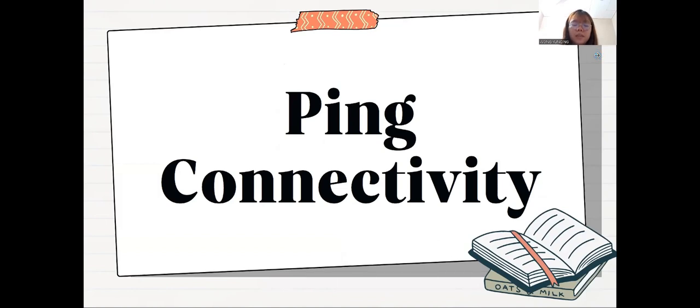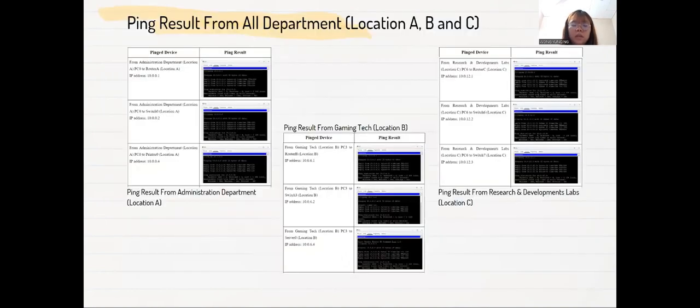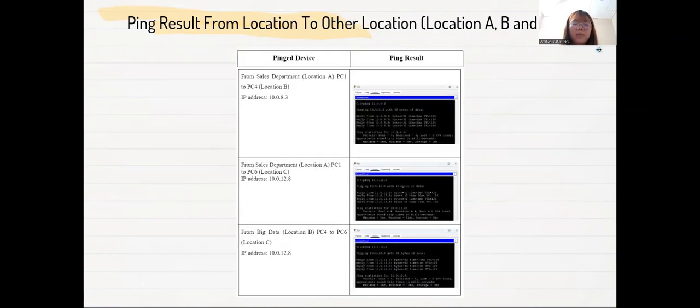Next is ping connectivity. Here shows the ping result from all departments. In fact, all ping commands are the same. The only difference is the IP address, and it will show us successful when we ping the correct IP address. Next is the ping result from location to other location, and all the results show us ping successfully.